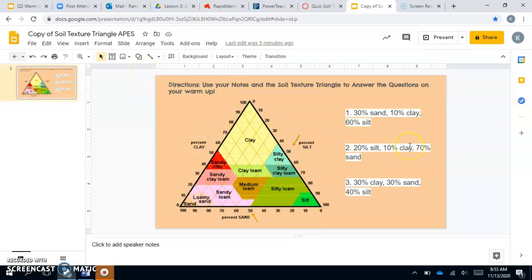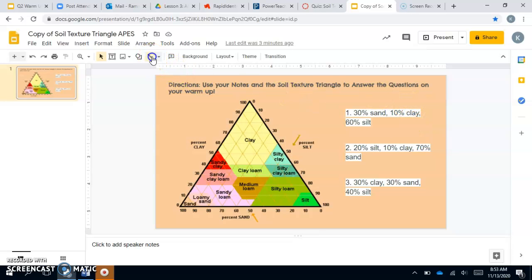So I'm going to go ahead and go through these, and then if you have any questions, you can let me know. So question 1, this is our percentage of each particle in our soil sample. It's 30% sand, 10% clay, and 60% silt. So we're going to figure out what texture that particular composition of soil would be. So I always start on the clay side because the clay goes left to right. So it is 10% clay.